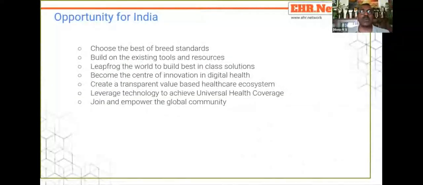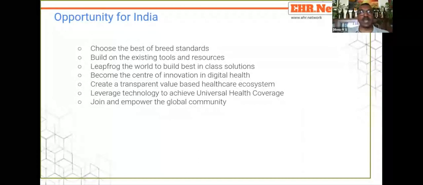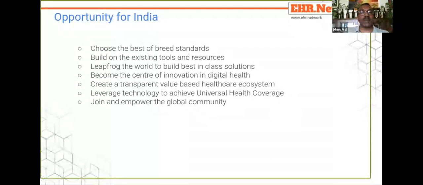Now, what is India's opportunity in digital health overall and in openEHR? We feel there are a lot of opportunities for us, and this market is just starting out. We have a chance to choose the best of breed standards because we thankfully do not have a lot of legacy systems to carry with us. That gives us a great opportunity to pick the best from across the world and work with them. And we can also build on the existing tools and resources because the international community has created a lot of them.